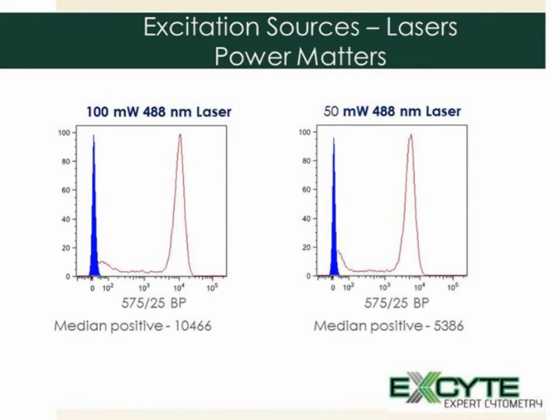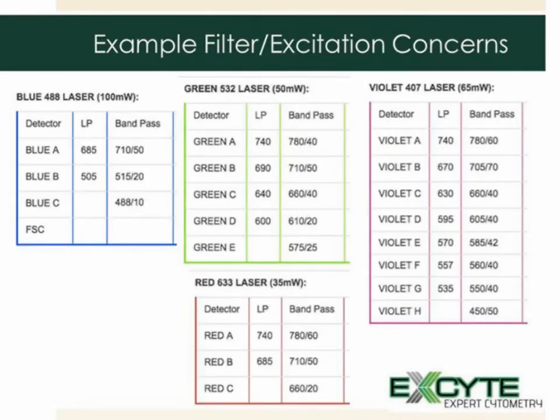Excitation sources, laser power matters. As shown on this slide, when we increase the laser power from 50 milliwatts, shown on the right, to 100 milliwatts, shown on the left, the intensity doubles. More laser power means more energy going to the excitation fluorochrome, and therefore a more energetic emission, translated into brighter signals. Brighter signals help us resolve our populations of interest better. So, knowing what laser lines are there and what their power is very important.